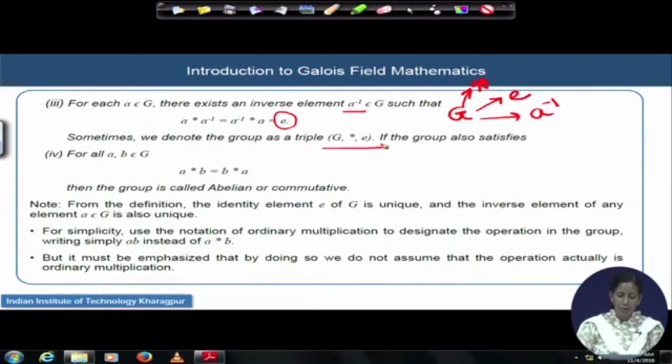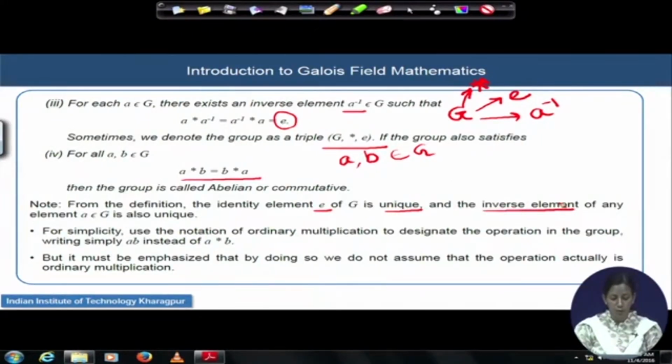And if we find that for all the elements A, B which belong to G, the property A star B is equal to B star A holds, then we can call this G an abelian group or commutative group. And from this definition, the identity element E is definitely a unique element, and the inverse element also is a unique element associated with a specific group.